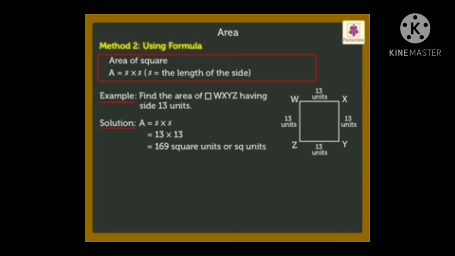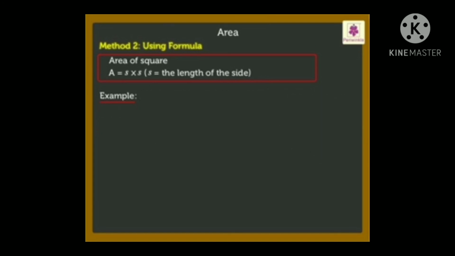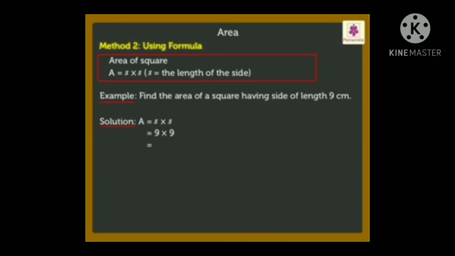Now let us solve one more example. Suppose we have to find area of a square having side of length 9 centimeter. So how are we going to find it? Now just apply the formula. Area A is equal to side into side, which is equal to 9 centimeter into 9 centimeter, which will be equal to 81 square centimeter.